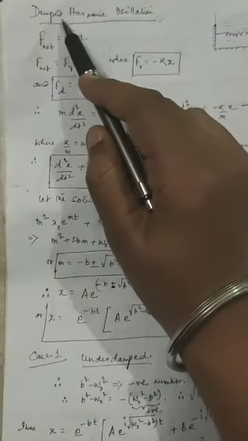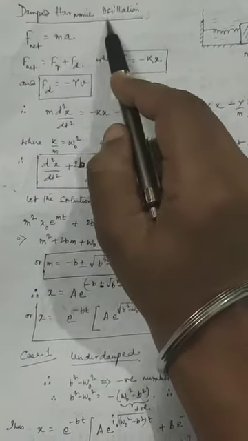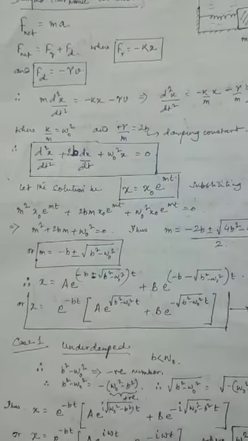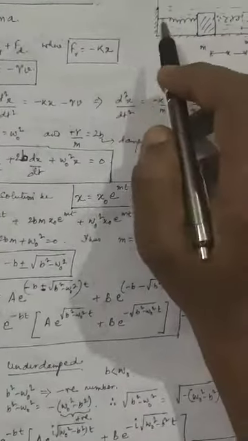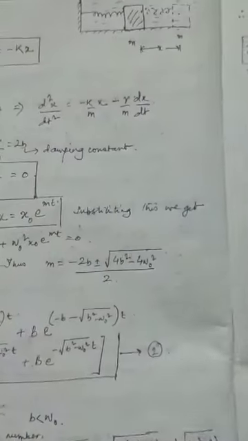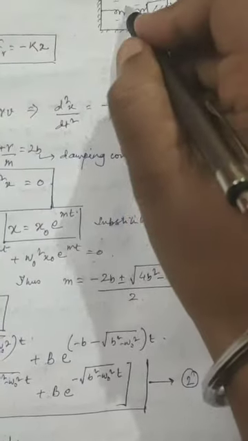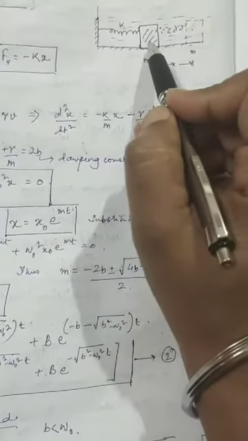Okay, this lecture is about damped harmonic oscillation. The previous one was free harmonic oscillation. Here we have a damping force. So let us again consider the same situation, a mass and a spring with stiffness constant or spring constant K.